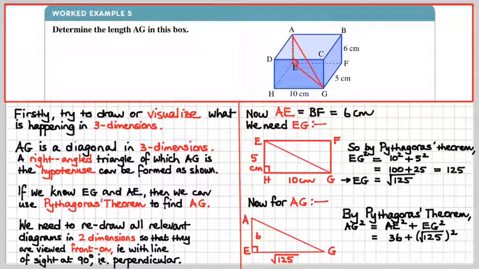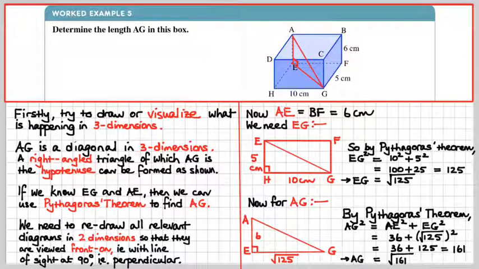That'll be 6 squared, or 36, plus root 125 squared, which is just 125, because you know that, don't you? The square of the square root of something is just the something. Yep, you got it? Good. So that'll get us, what's that come to? 161. Therefore, AG will be the square root of 161.